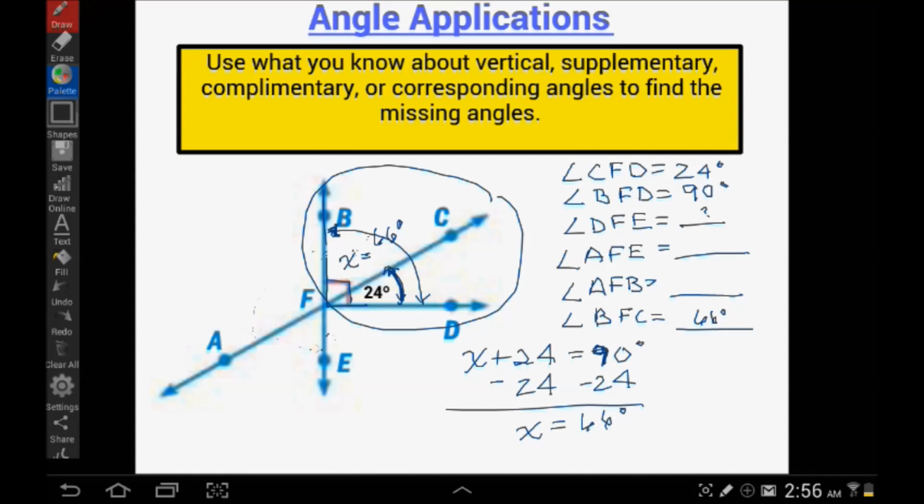Now, one thing that you might also notice is that right here, this angle, and kind of color that in, this angle right here and this angle right here are what you would consider what? Starts with a V. Those are called vertical angles. Since they're vertical, you know that they are equal. So that makes this one 66 degrees. Very easy if you can identify those kind of things in geometry. So AFE is 66 degrees as well.